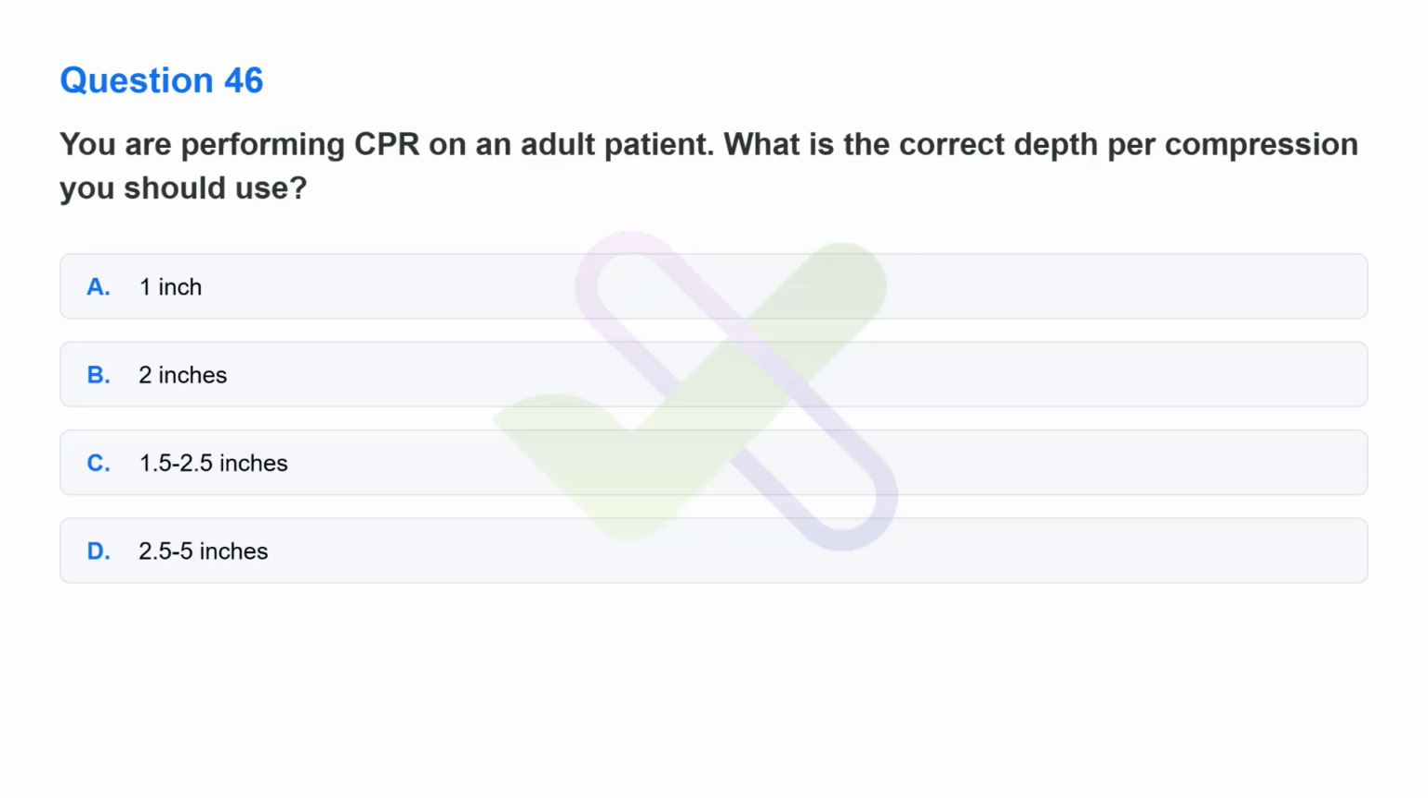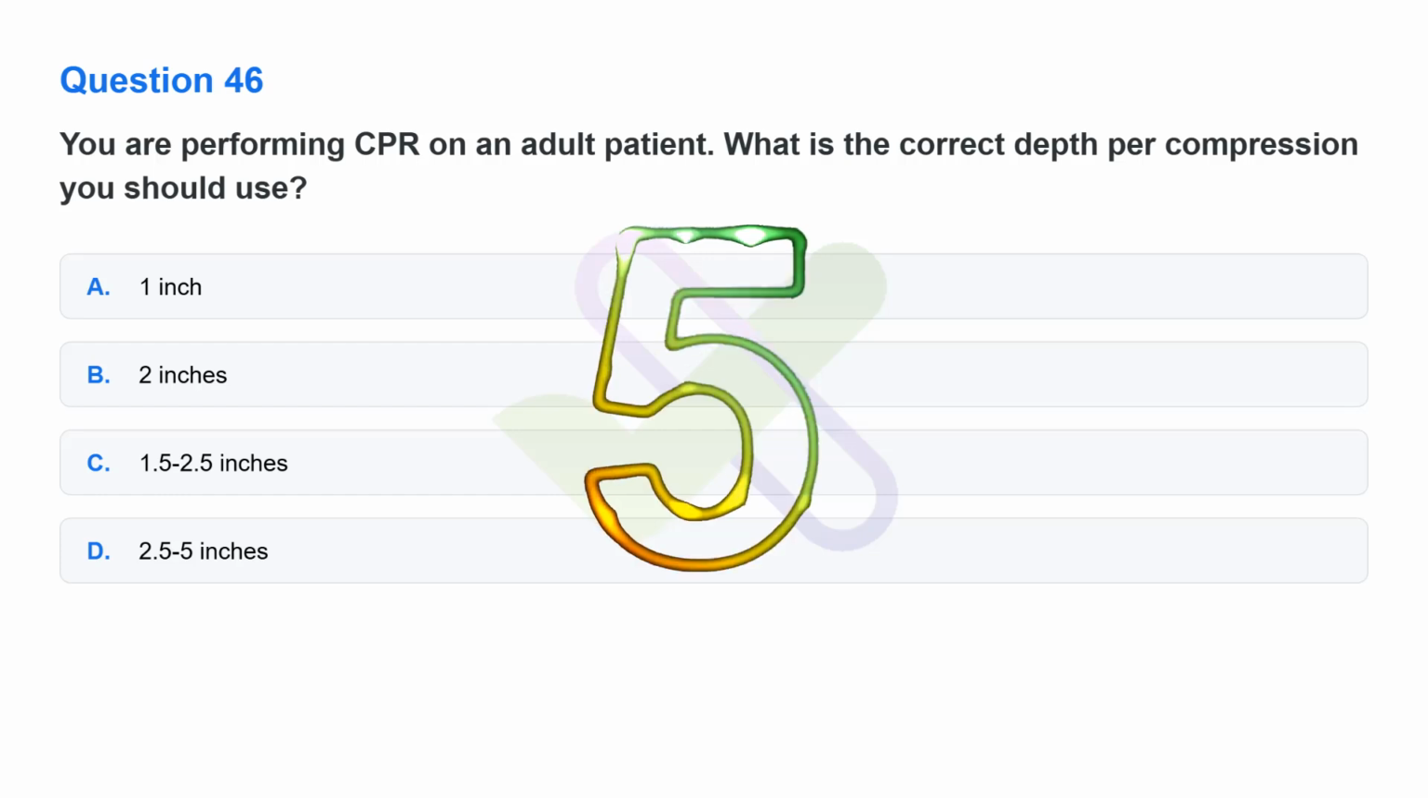You are performing CPR on an adult patient. What is the correct depth per compression you should use? A. 1 inch, B. 2 inches. C. 1.5 to 2.5 inches. D. 2.5 to 5 inches.